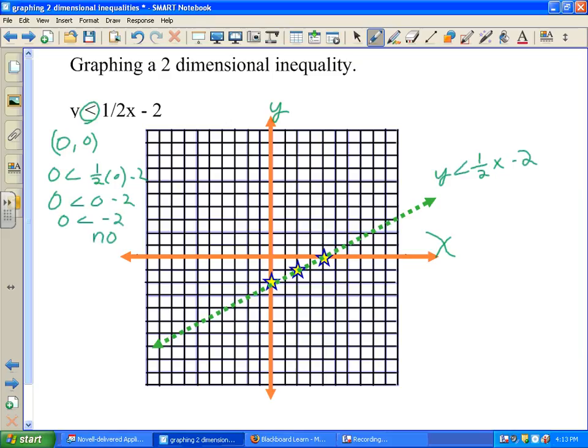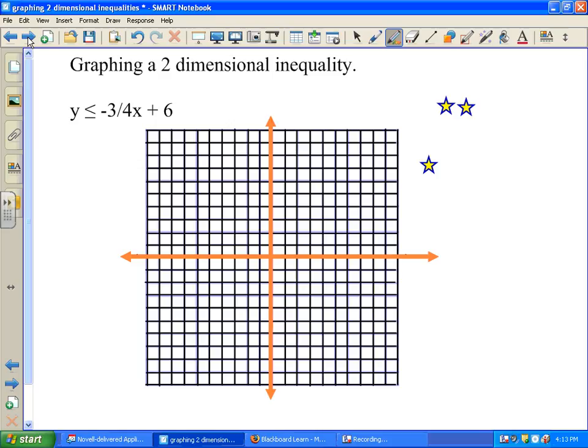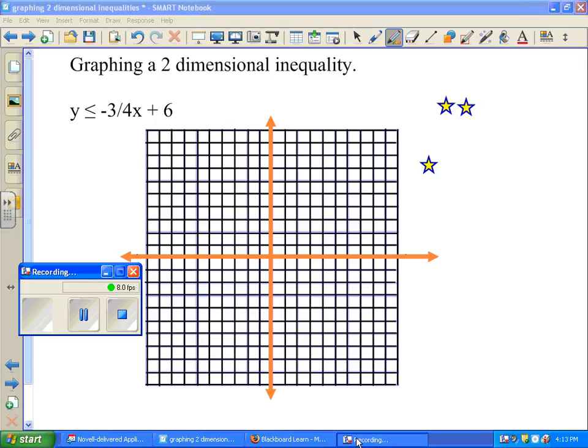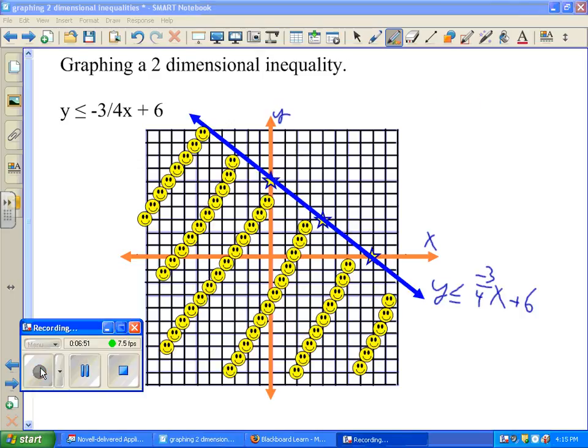No. So don't shade. Do not shade this side. That's a no. 0, 0 is a no. So the opposite side must be a yes. So I shade that side of the line. Do this question. This is what my answer looks like.